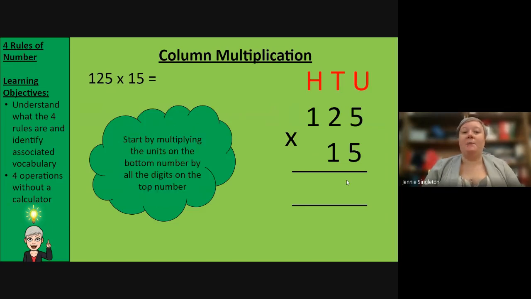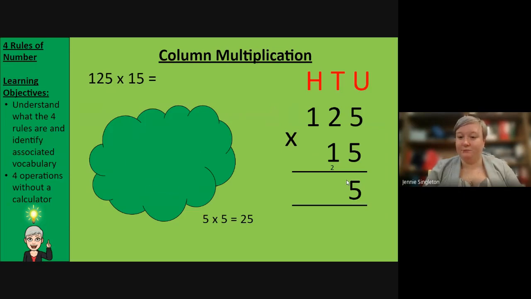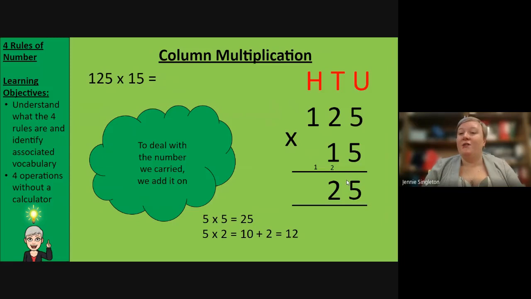And then we're going to start by multiplying the units on the bottom number by all the digits on the top number. So I'd do 5 times 5 gives me 25. So I put my 5 and carry my 2 into the tens column. 5 times 2 gives me 10. Add that 2 I carried, gives me 12. So I put my 2 in that column and I'll carry my 1. 5 times 1 is 5. Add the 1 I carried, gives me 6.